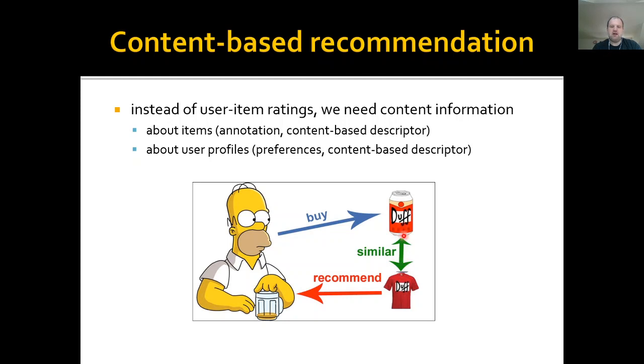And therefore, because of the similarity, a recommendation score is computed, and this T-shirt could be recommended to the user to buy. Notice that we don't need any other user. We just need ratings for Homer, because we must know something about the user. If we don't have any information about Homer, we have no material to recommend. So we know one thing: we know that Homer bought Duff, and we can compute that Duff is similar to this, and this is something that Homer didn't buy yet, so we can recommend it. So this is content-based recommendation.